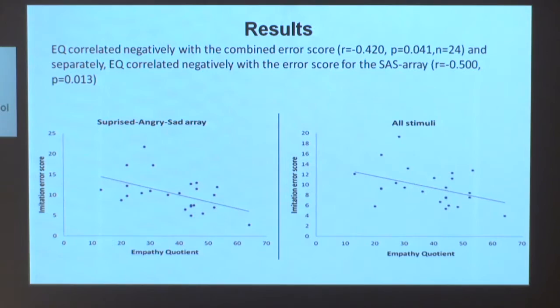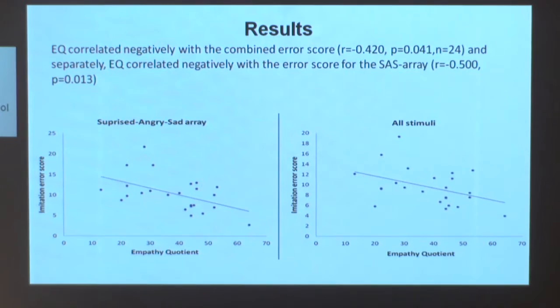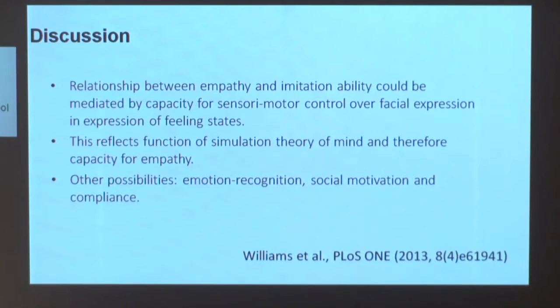Now, we've replicated that three or four times now, so it's not just a one-off. And here we're seeing it with really quite small numbers. I mean, this is only with 24 participants. So we've got a nice relationship between imitation ability and empathy.